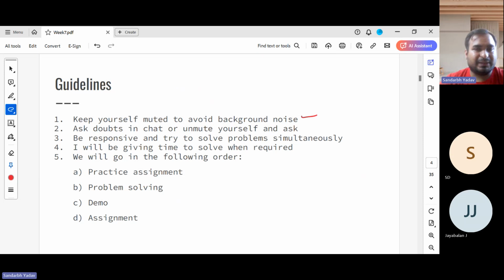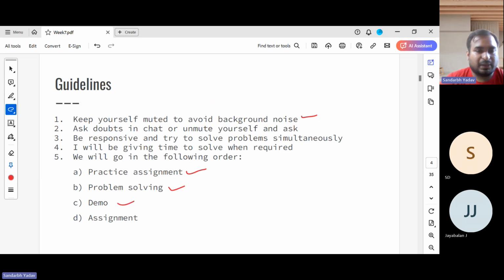Keep yourself muted. If you have doubts, you can ask by unmuting or just write in chat, and try to be responsive and try to solve the problem simultaneously. And if time is needed, I'll give you time. The order will be as before: practice assignment first, then problem solving, then demo.